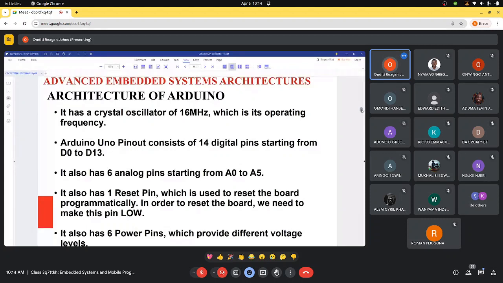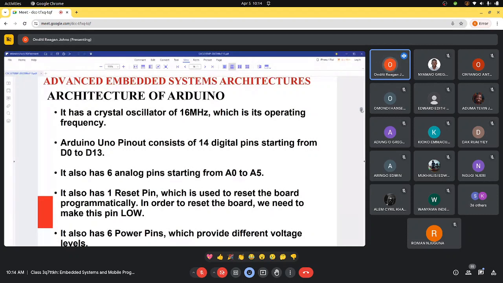So Arduino Uno has pins. We've talked about this. Now you should know that it has 14 digital pins, D0 to D13. It also has 6 analog pins, A0 to A5. It also has 1 reset pin, which is used to reset the board programming. Programmatically, if you want to reset everything on that board to restore it to factory settings, then you'll use what we call the reset pin.